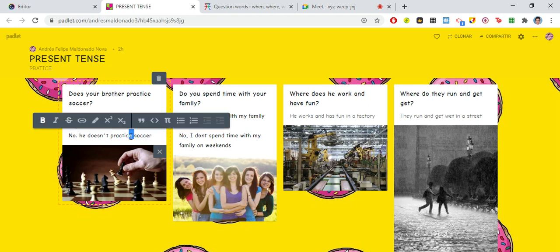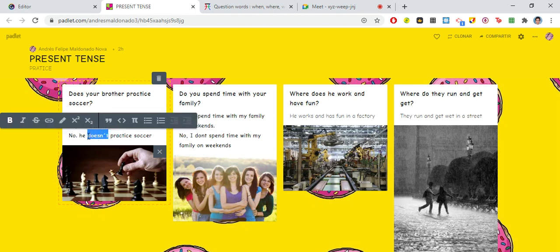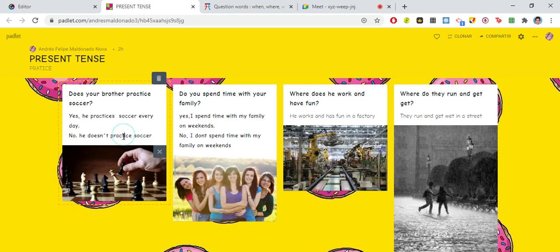In this case, teacher, why don't I add the s? It's not necessary to write the s like practices because I have the auxiliary doesn't. So it's not necessary to add the s. I just say no, he doesn't practice soccer.